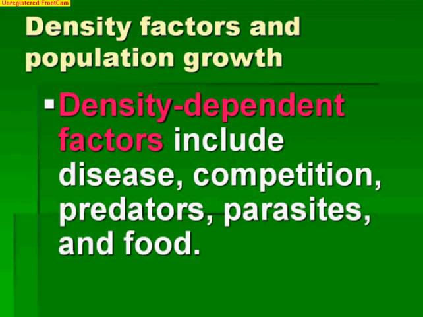For example, a population of 10 individuals in a square mile will probably not feel the effects of a parasite as strongly as if there were 100 or 200 or 500 individuals in that same square mile. So as population density increases, the impact of a density-dependent factor also increases. If population density is low, then the density-dependent factor's impact would also be low.